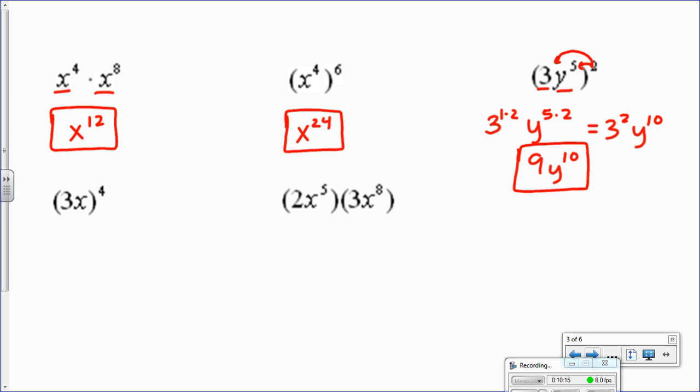Okay, same thing for this one. I have two different bases, so I'm distributing that 4 to both. So 3 to the first times 4, so 3 to the 4th. X to the first times 4, X to the 4th. 3 to the 4th, I can evaluate that number as well. If you type that in your calculator, you get 81.